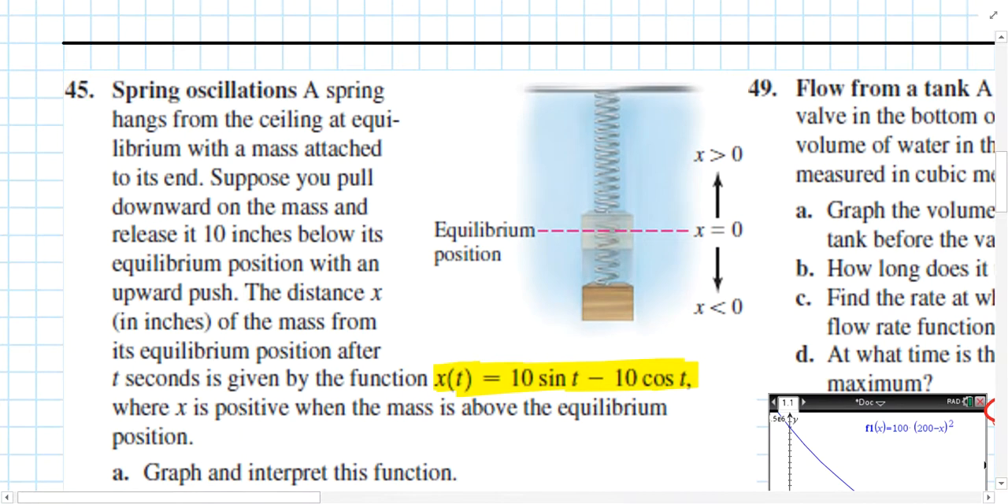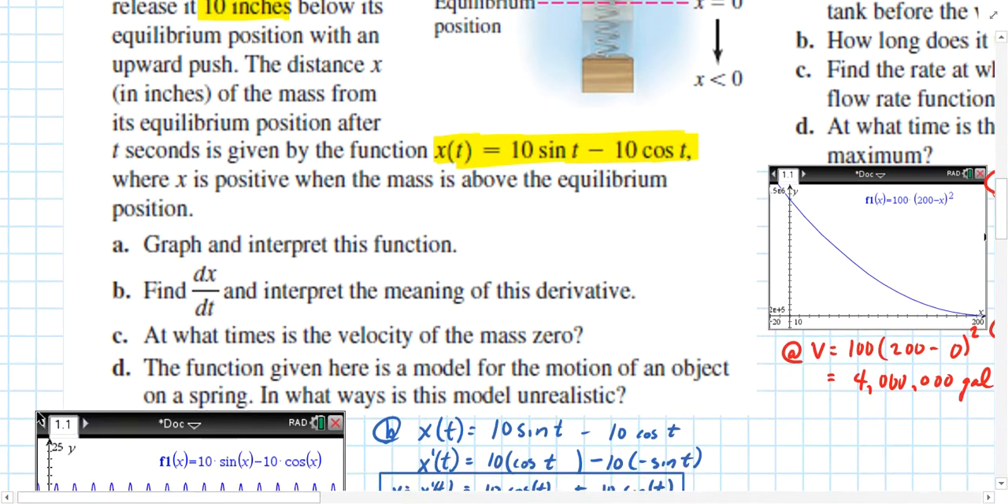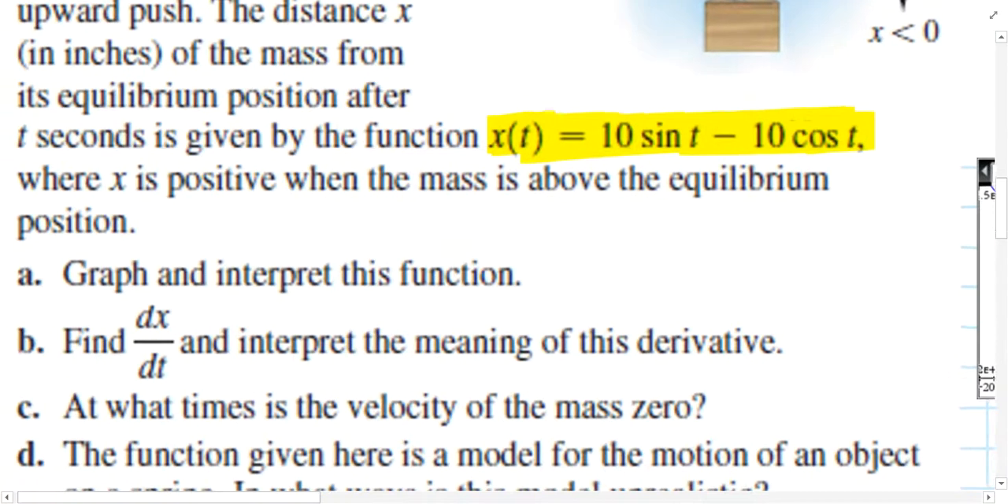But what's happening is we've got this object, this block of wood as the picture kind of describes it. It's hanging on a spring and it's at rest. So you can imagine if this thing's hanging on a spring and it's at rest, it's just hanging there still. If we pull the mass 10 inches below its point of rest, and then as we release it, we give it a little bit of an upward push, then the distance in inches of the mass from its equilibrium, from this midline position, after t seconds is given by this function, x of t.